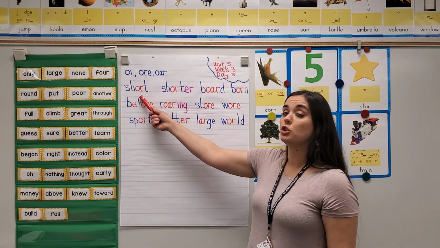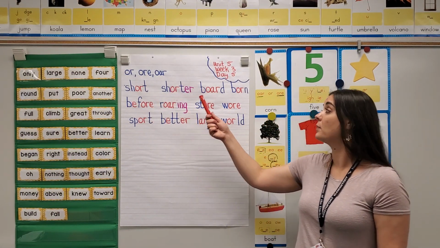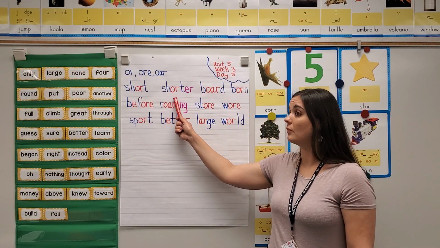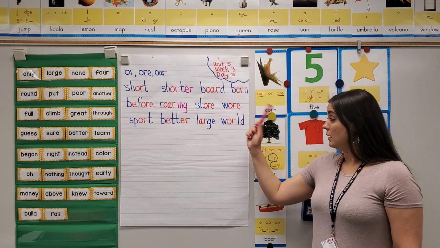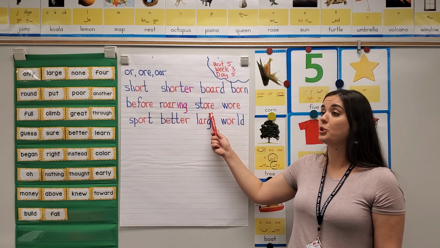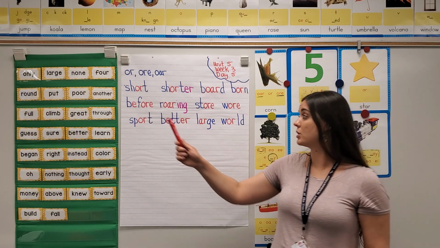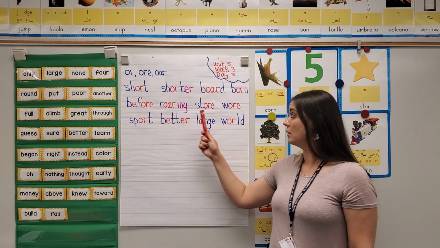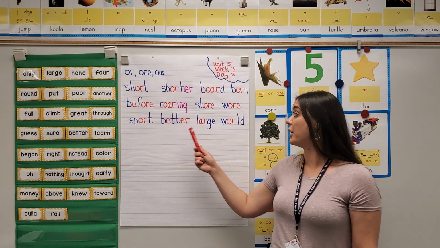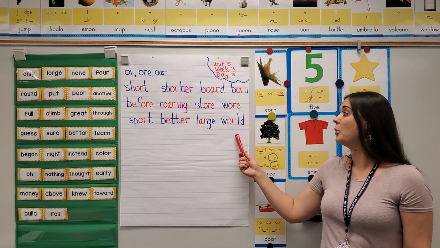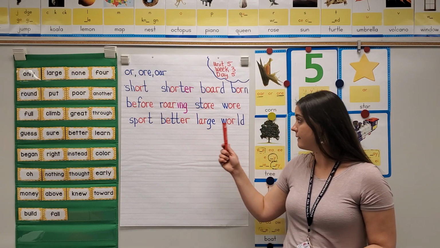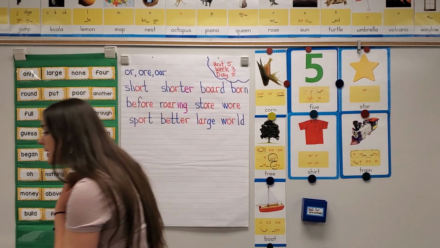All right, so let's read our words. Short, shorter. Board, born. Your turn. Lovely. Before, roaring. Store, war. Your turn. Wonderful. Sport, better. Large, world. Your turn. Cool. All right, let's do our sentence.